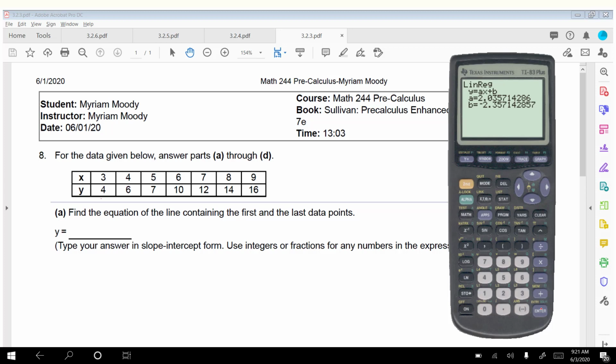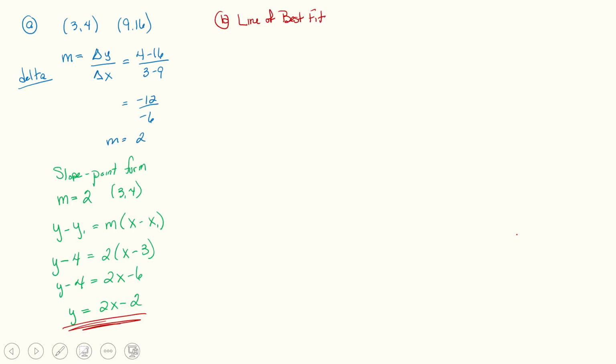So I would like us to round to 3 decimal places. So my A is 2.036 and my B is negative 2.357. Good? Okay, so I am going to scoot over and write that down. So my line of best fit was y equals 2.036x minus 2.357.